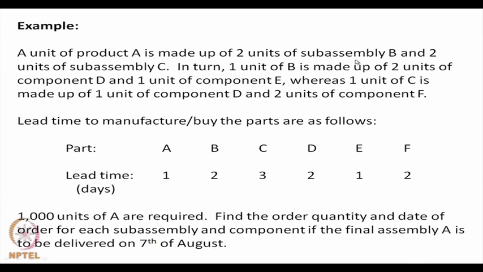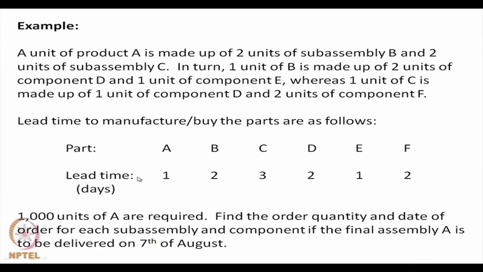Now, it is saying that the final assembly is made up of 2 subassemblies. Each subassembly is in turn made up of 2 components each, and the lead times to manufacture or buy the parts are as given. 1000 units of A, the final assembly, are required. Find the order quantity and the date of order for each subassembly and component if the final assembly A is to be delivered on 7th of August.